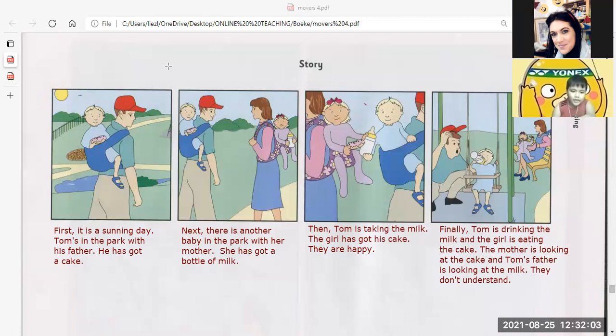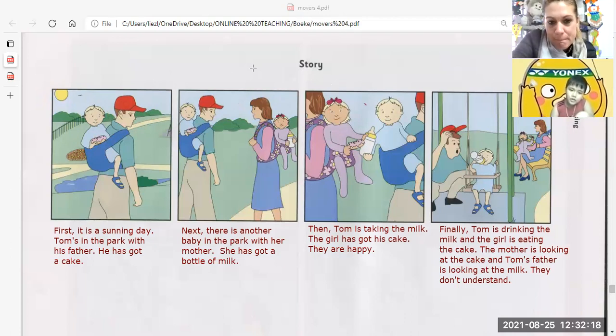It's a shining day. Tom is in the park with his father. He has got a cake. Next, there is another baby in the park with her mother. She has got a bottle of milk. Then Tom is taking the milk. The girl had got the cake. They are happy.